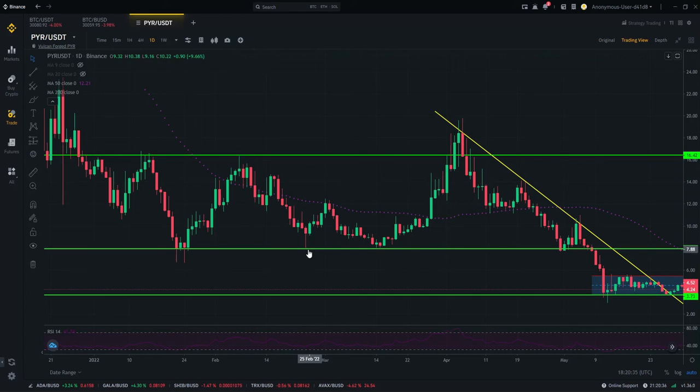Then it came down. It was unable again to break below this point. Then it went back up, then came back down again, and it was still unable to break below this line. So there's a very strong support at this point. So what happens once the market breaks below this support level here?